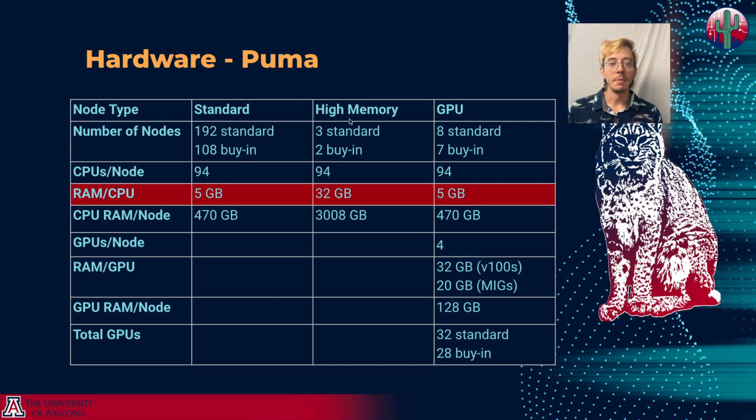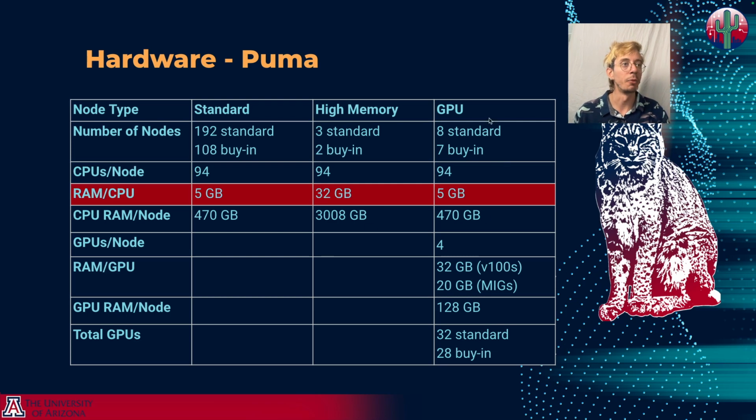So the high memory nodes, they're very similar to the standard nodes, but they have up to 32 gigabytes per CPU. So that means a full node has about 3 terabytes of memory. And when I'm talking about memory here, I'm referring to RAM, or the memory that's available to the CPU. This is not referring to disk space. All compute nodes have access to the same hardware through the system, so we don't need to worry too much about the disk space when we're requesting a job. Okay, disk space is something that we can manage, but it's not something that is necessarily relevant to composing a job.